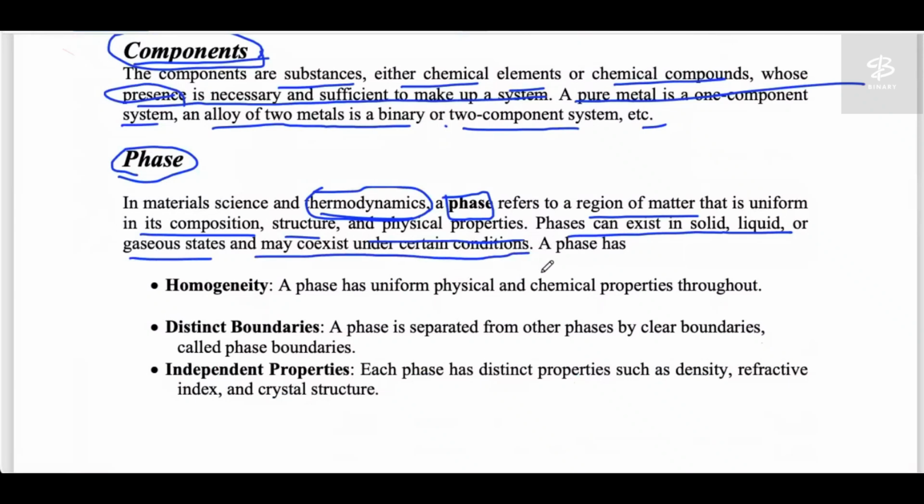So what does this line mean? You could have a single phase, either solid, liquid, or gases, but you could also have another phase, which is a combination of two, or a combination of all three, as we have discussed.